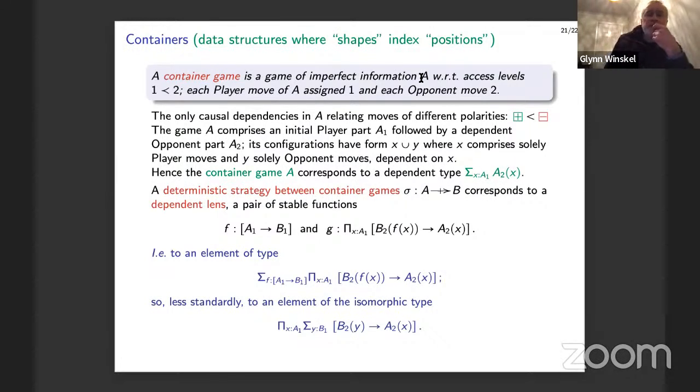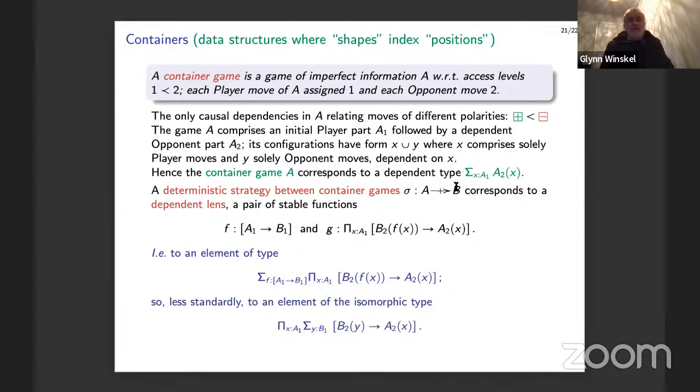Because the game has got to respect the access order, the only causal dependencies in the game which relate different polarities are the ones where opponent awaits player. So the game comprises an initial player part followed by a dependent opponent part. Its configurations correspond to initial player configurations union with possibly dependent subsequent opponent configurations. So another way of seeing such a container game is as a dependent sum, where you think of the x's as being the shapes and the A2s as giving the positions associated with those shapes.